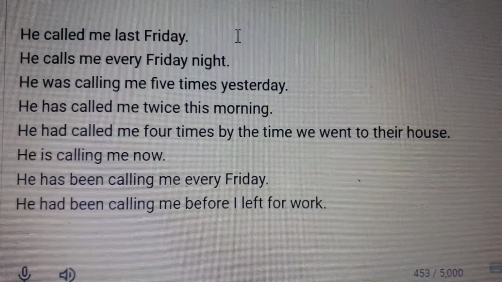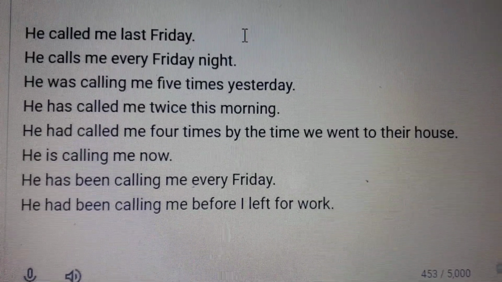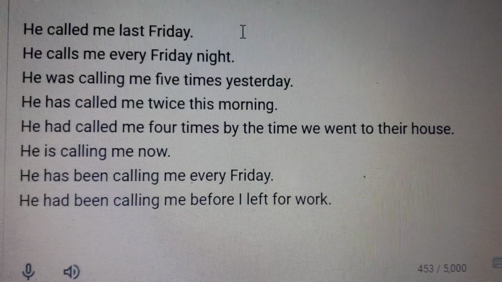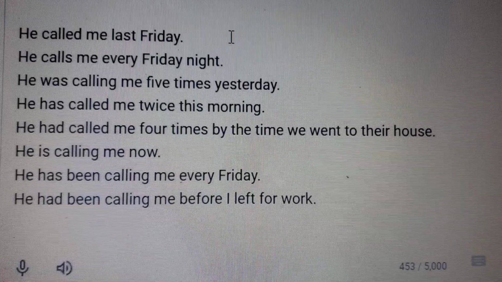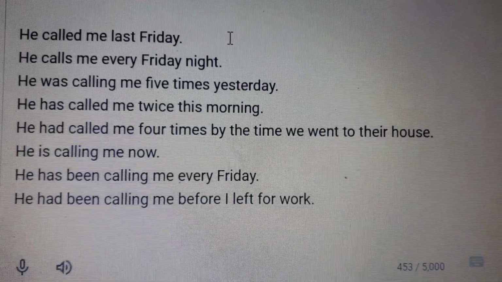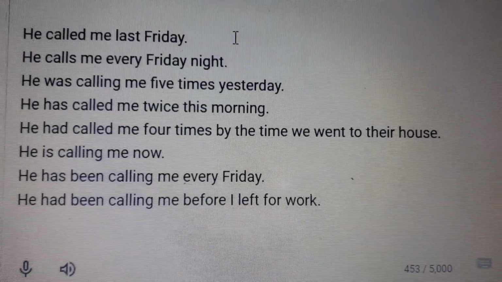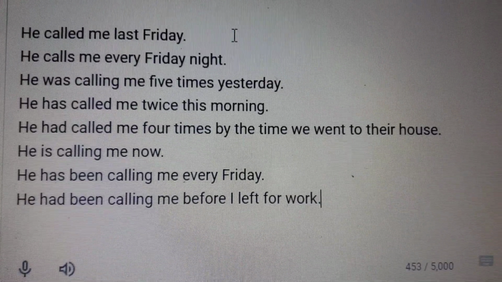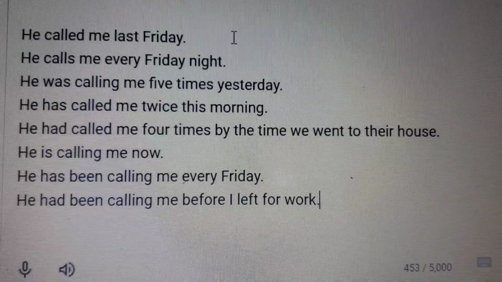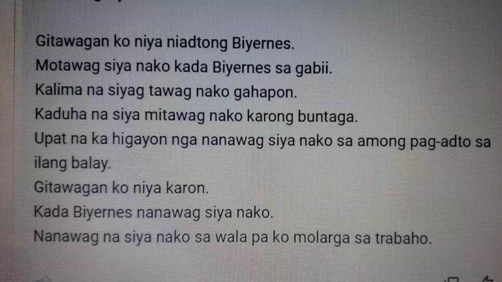He calls me every Friday night. He was calling me 5 times yesterday. He has called me twice this morning. He had called me 4 times by the time we went to their house. He is calling me now. He has been calling me every Friday. He had been calling me before I left for work.